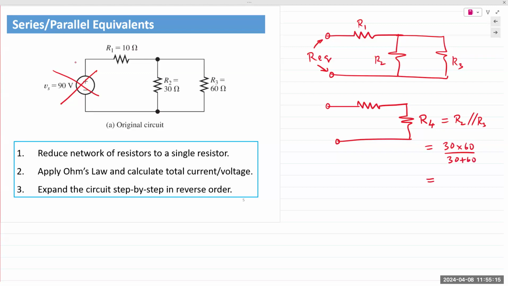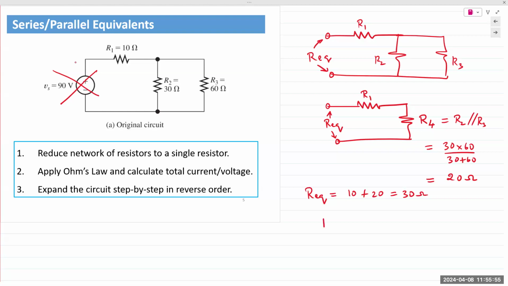How much is this? Anyone? Absolutely. 1800 divided by 90, excuse me, 20 ohms. Req between the 2 terminals, I can see is now in series, and so it's 10 plus 20, gives me 30 ohms. Okay, 30 ohms.